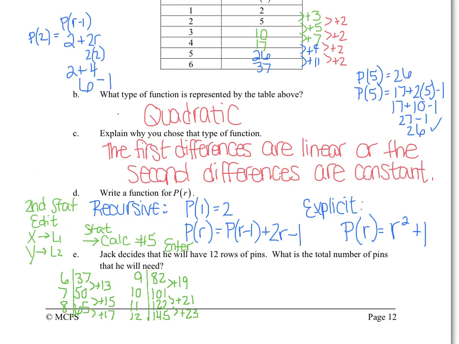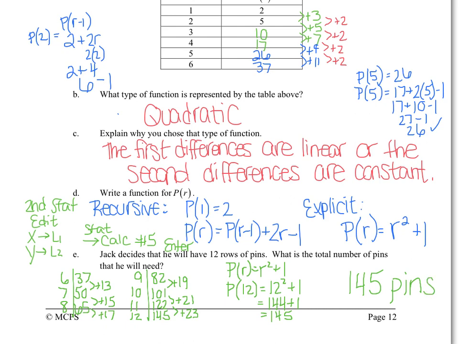Another way we can do it is to use the explicit rule. Well, if P of R equals R squared plus 1, and R is the number of rows, I'm actually looking for P of 12, which means R squared is actually going to be 12 squared plus 1. Well, 12 squared is 144 plus 1, which is going to give me 145. Either way you do it, you'll get 145 pins in the end.